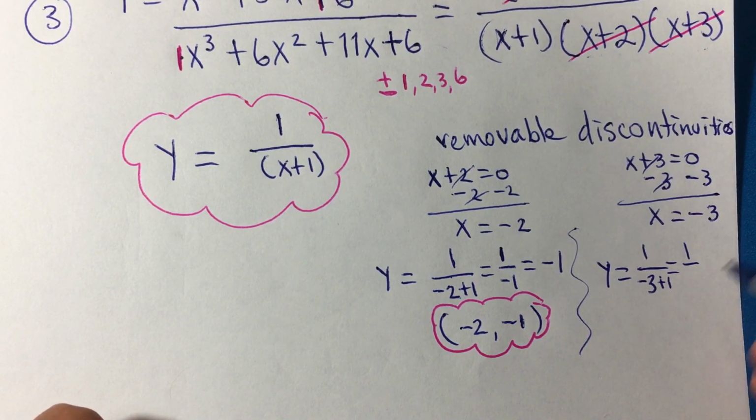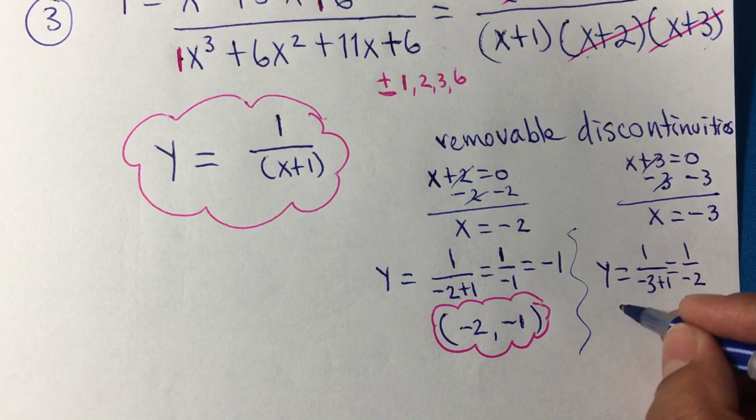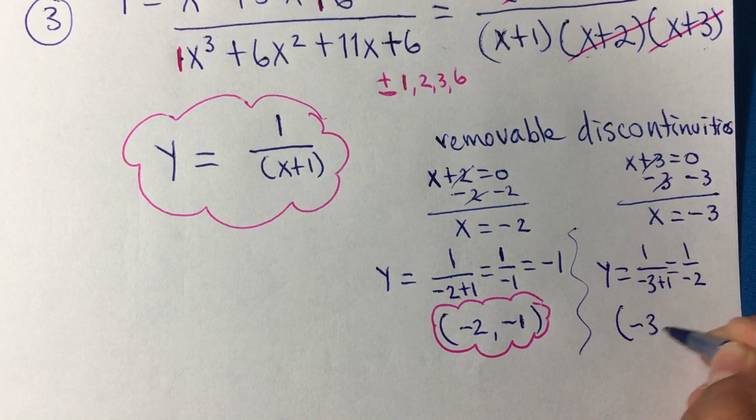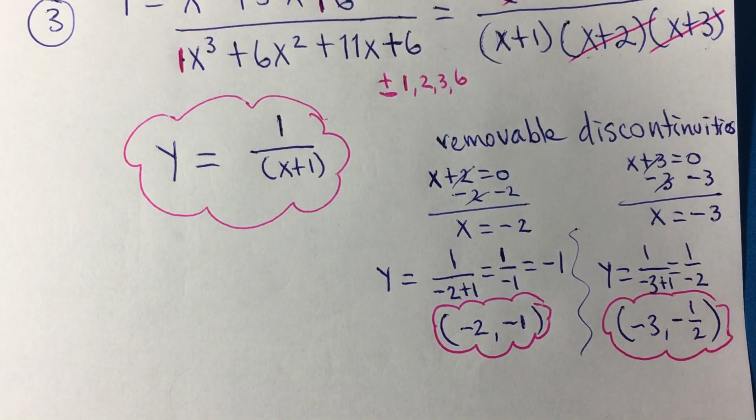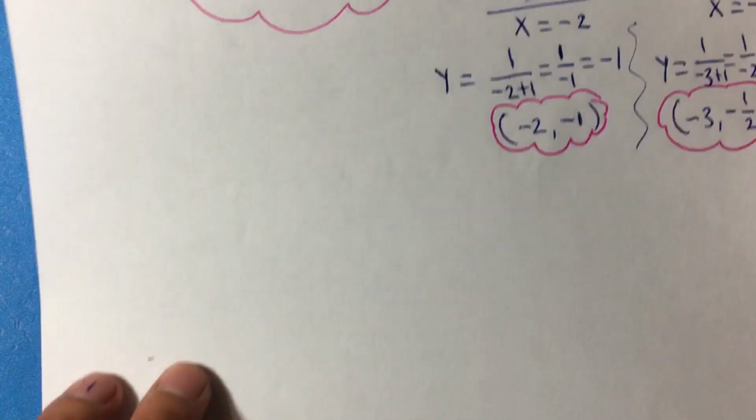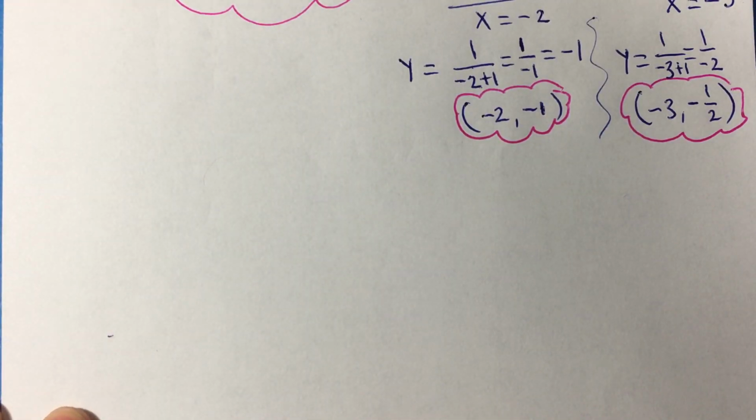1 over -3 plus 1 is -2, and so it's at -1/2. So -3, -1/2, that's my next whole. Okay, now let's find the other parts to graphing when we don't have a table.